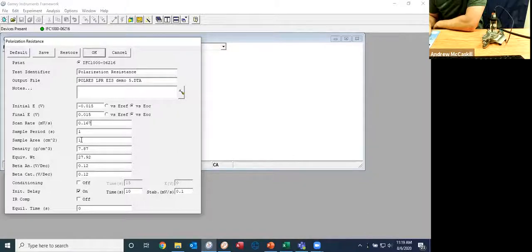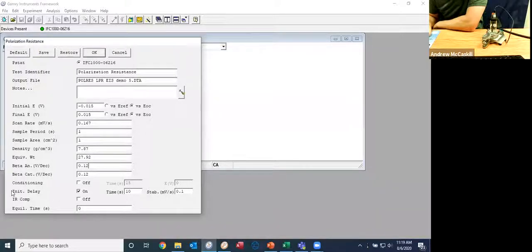The sample area I have is 1 centimeter squared. For the density and the equivalent weight, I'm just going to use our default values here. They're pretty close to steel. They're not exactly what they need to be, but for a demonstration purpose, it's perfectly fine. Same thing with the Tafel constants, 0.12. These generally are going to range for the anodic one, about 0.1 to 0.12. Cathodic could be 0.1 all the way to infinity. These two values, at least for now, are going to be fine. Even a little variation in these really isn't going to affect the result too terribly much. So using the default values is going to work perfectly fine for our demonstration.